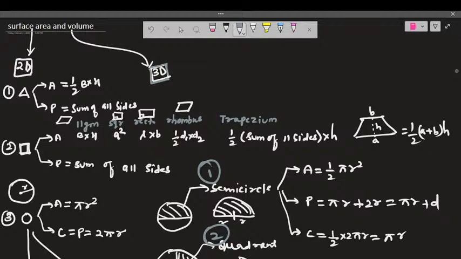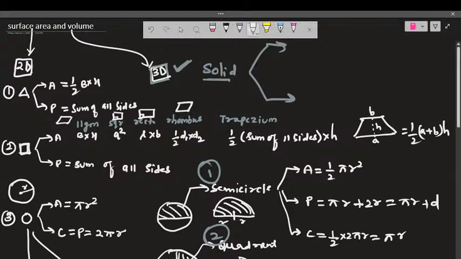But the main thing that we are supposed to cover today is 3D shapes, 3D figures, because we are going to cover both surface area and volume. And surface area and volume both are there for 3D figure, that means for solid figure. And under solid figure we can have two types of solid figure. Do you know what are those two types?